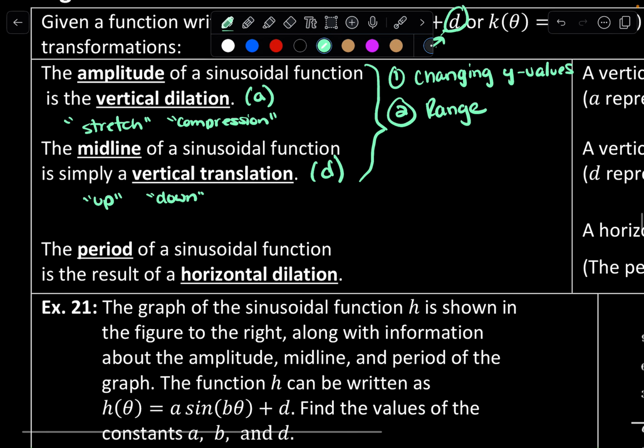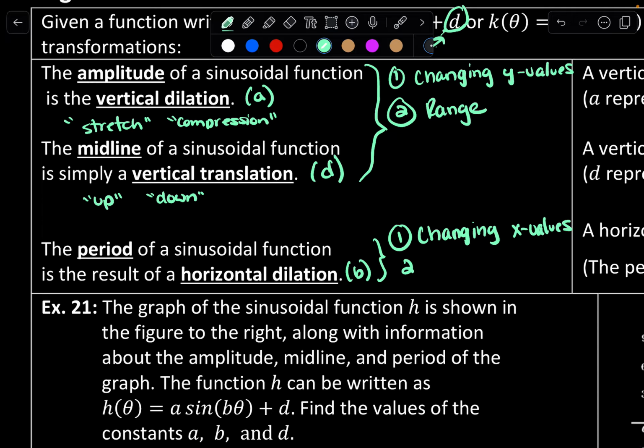And then at the bottom, the period of a sinusoidal function is the result of a horizontal dilation. That's going to be your variable B. So again, it determines a stretch or compression horizontally, which is going to change your x values. So it's changing x values. And this will also affect your domain.